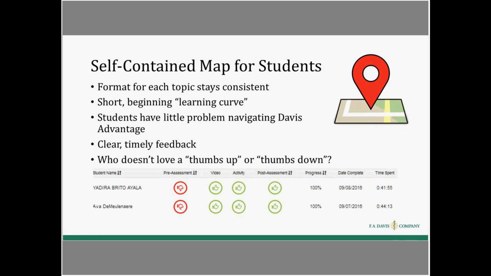Once they do the video, they get a green thumbs up. Okay, that's completed. Once they do the activity, another green thumbs up. And then they do a post-assessment, and it gives them also a thumbs up, so this is really a great self-assessment at the end of doing these other activities. And it'll show you progress, that they completed 100% of the things. And I really love this. It'll also show the time spent on these topics.